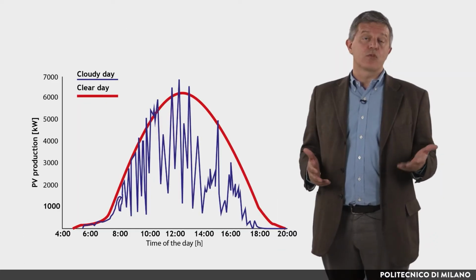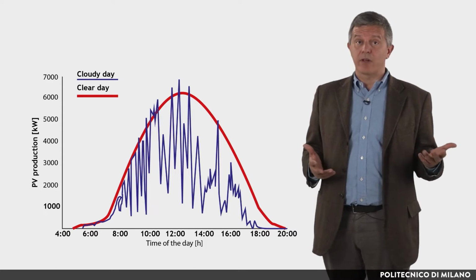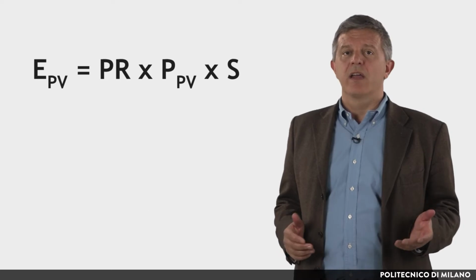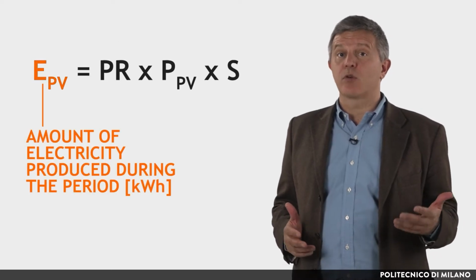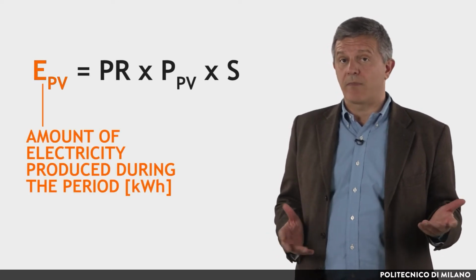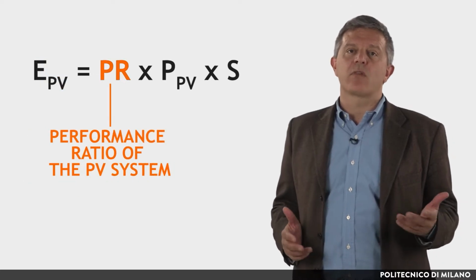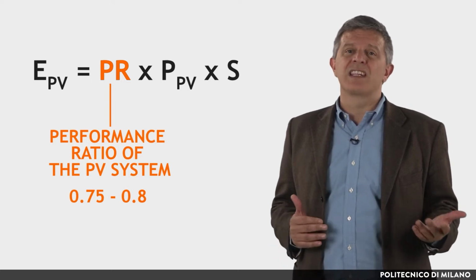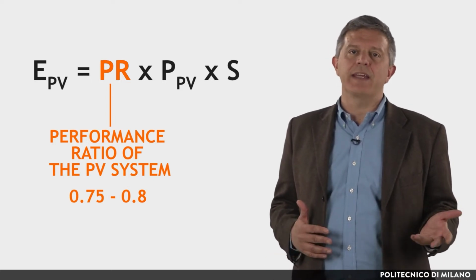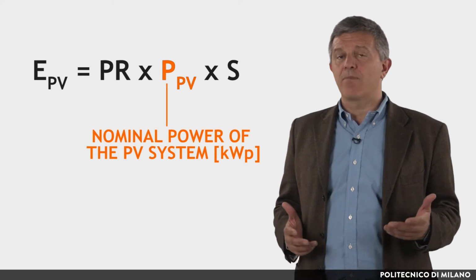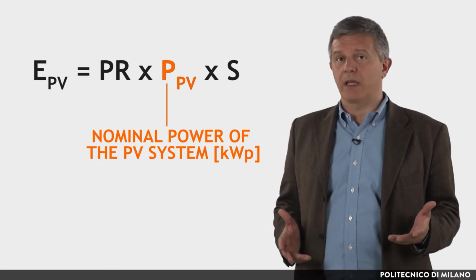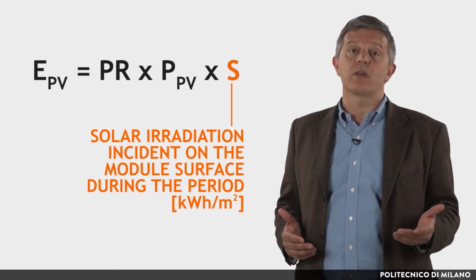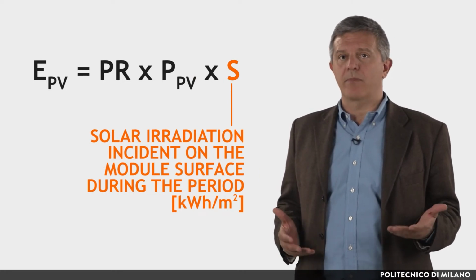The electricity produced by a photovoltaic system during a given period can be estimated using this simplified formula, where E_PV is the amount of electricity produced during the period, in kilowatt-hour. PR is the performance ratio of the PV system. The average value is usually in the range 0.75–0.8. P_PV is the nominal power of the PV system, in kilowatt peak, and S is the solar irradiation incident on the module surface during the period, in kilowatt-hour per square meter.